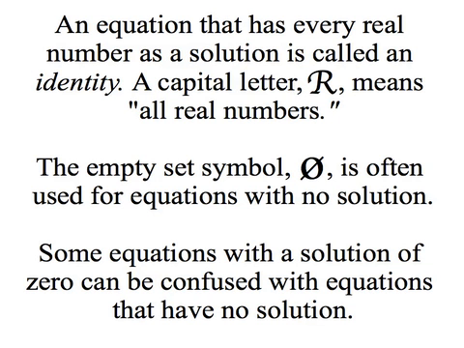To summarize, an equation that has every real number as a solution is called an identity. A capital letter R means all real numbers. The empty set symbol, shown here, is often used for equations with no solution, and some equations with a solution of 0 can be confused with equations that have no solution.